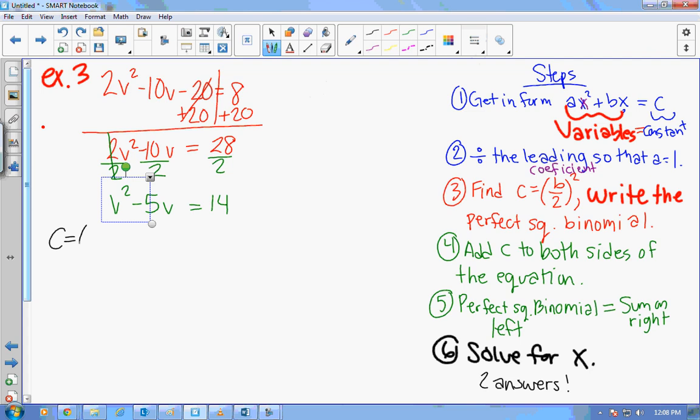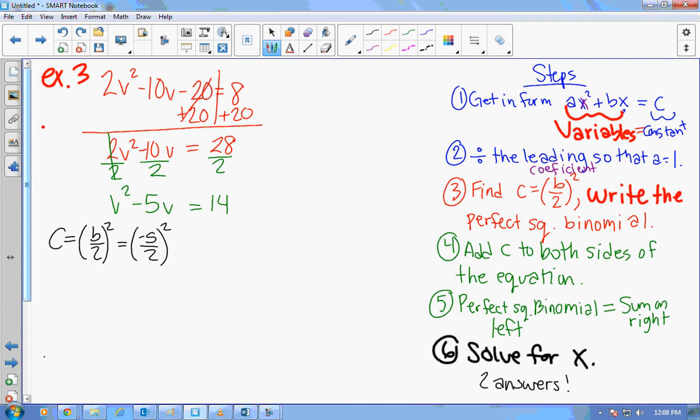Okay, find c. b over 2 all squared. Okay, Raul, what is the value of b? It's just a number. Negative 5. So we put in negative 5 over 2 squared. It's very important to get the negative sign there.